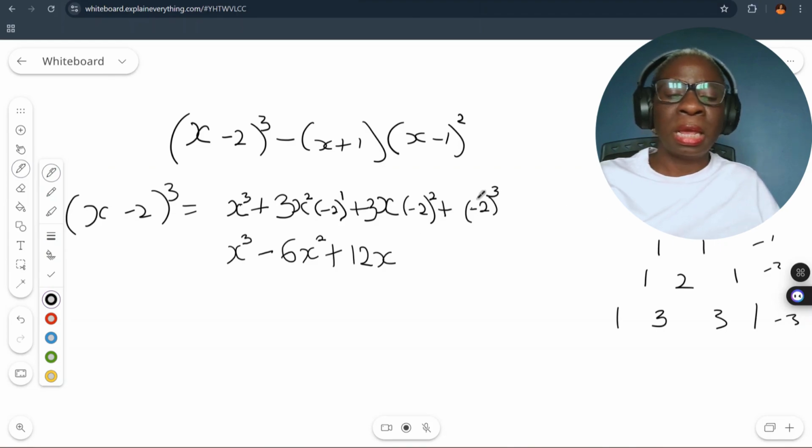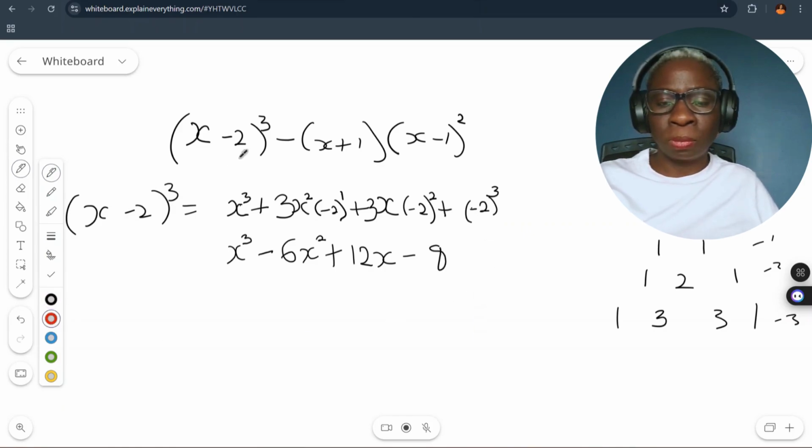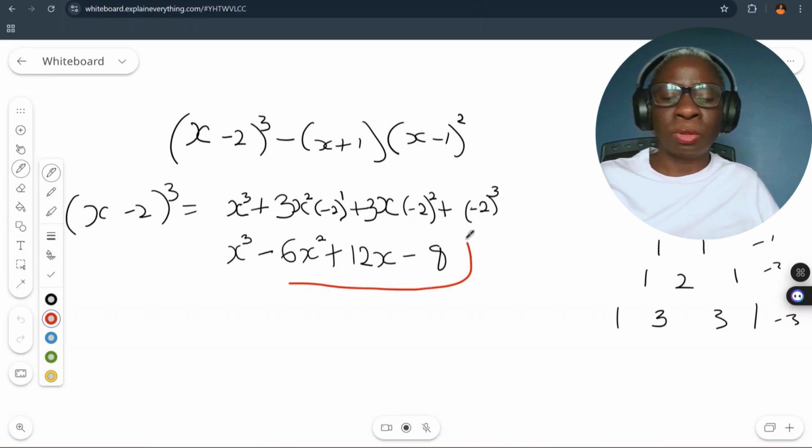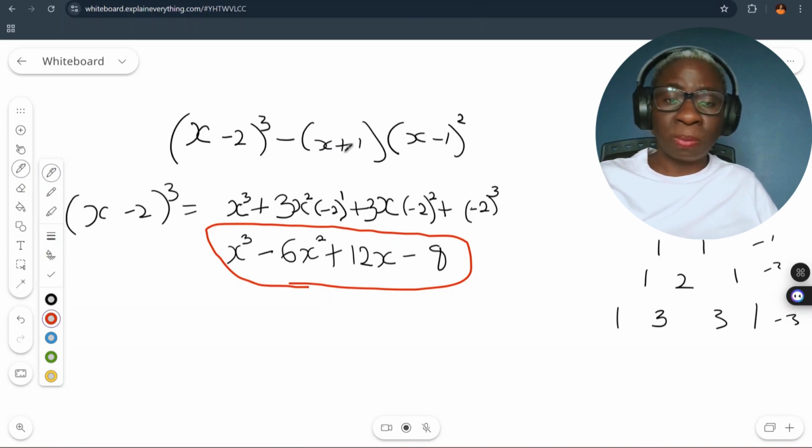12x. Then negative 2 raised to power 3. Negative times negative and negative will give negative. And 2 raised to power 3 is 8. So we have negative 8. We just expanded this first one. Now, this is the first one. Let's keep it. Let's have this in mind. There is nothing to expand with this second one. So let's move to the third one.